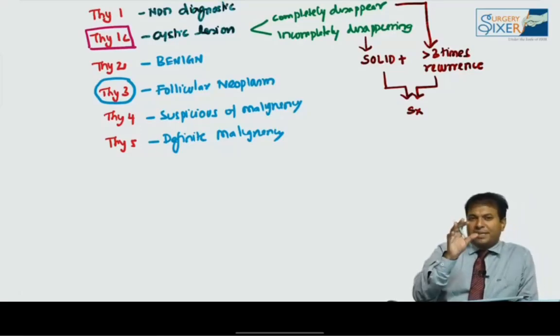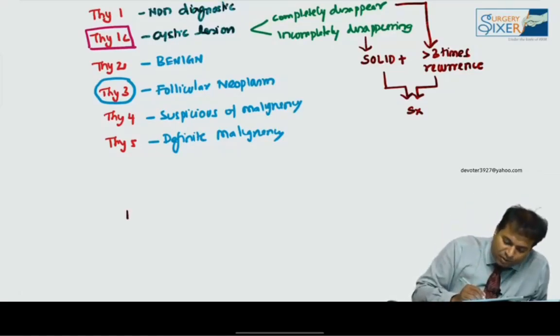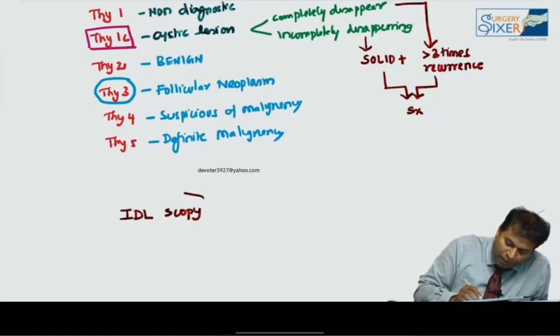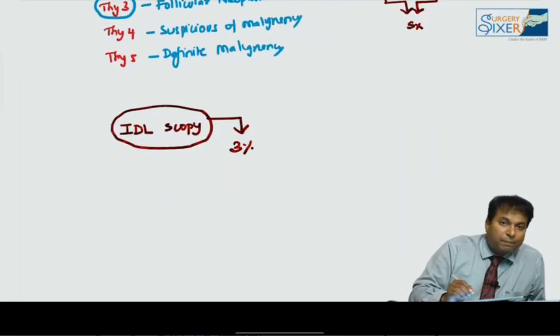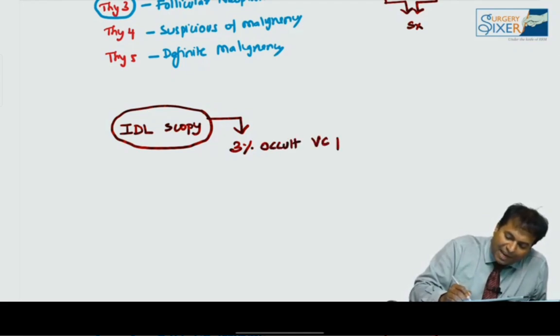In thyroid patients, before operating, before thyroidectomy, one important investigation is a must, that is known as IDL scopy. Can you tell me why we should do IDL scopy? In thyroid patients, before operating, we must do indirect laryngoscopy, because occult vocal cord paralysis will be present in 3% of the patients.